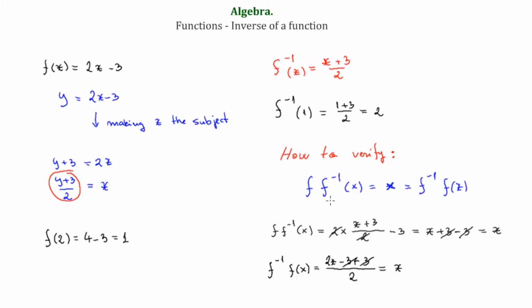This is how to verify if the inverse that we have obtained is correct. We can always do this after finding the inverse of a function. So once again, how to find the inverse of a function f? f of x we can write as being equal to y, and then we make x the subject. Once we've made x the subject, we found the expression for the inverse of the function. We can then verify, knowing that the composite between f and its inverse should always be equal to x, the identity function.